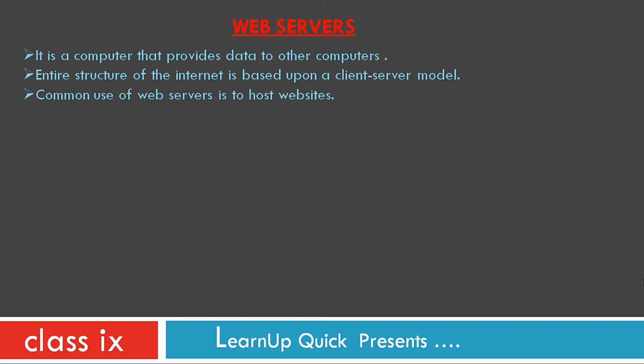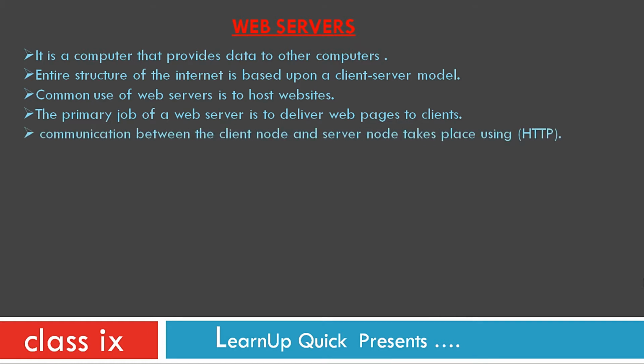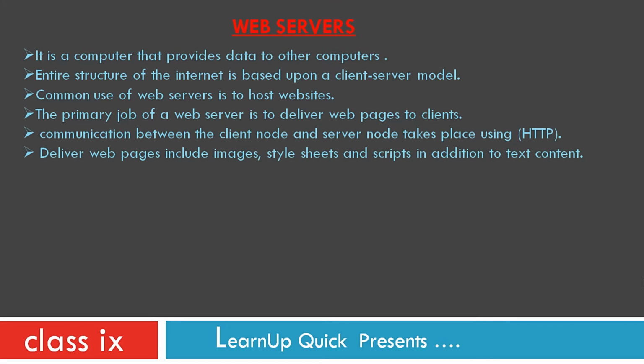If you want to develop a website and host it, then you have to purchase a web server. The primary job of a web server is to deliver the web page to the client. Communication between the client node and the server node takes place using HTTP. The delivered web page includes images, style sheets, and scripts in addition to the text content.